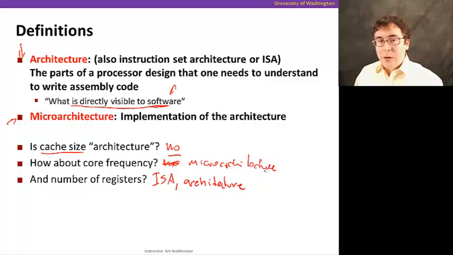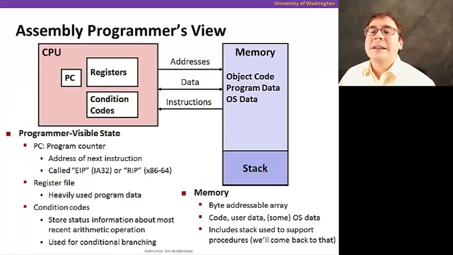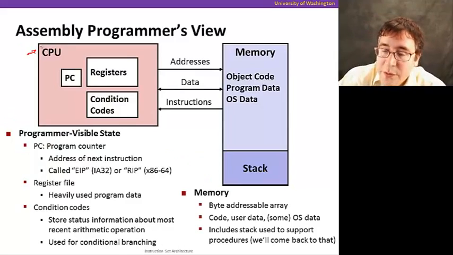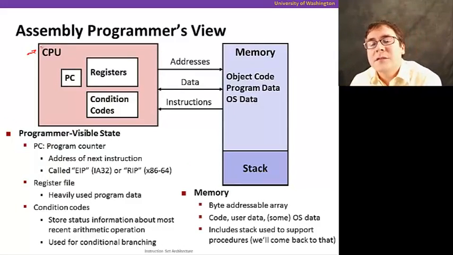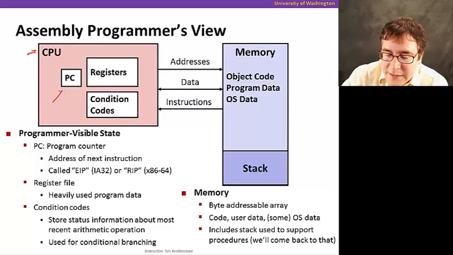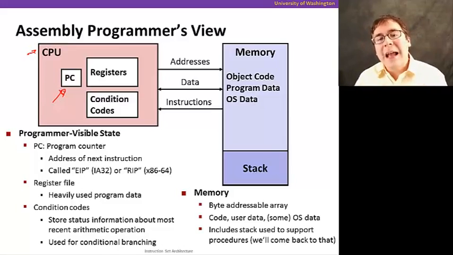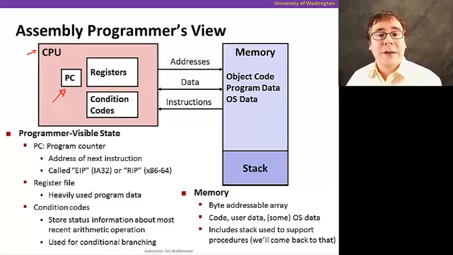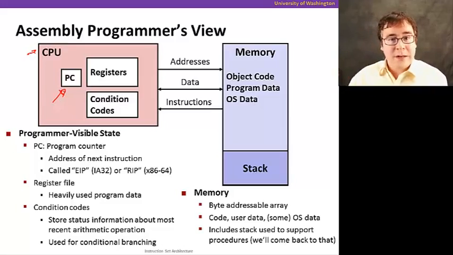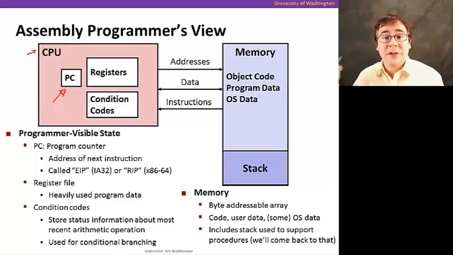Okay, so now, with that in mind, let's look at the assembly programmer's view of your system. Here we have the CPU, the central processing unit, and there are three important things that an assembly programmer needs to know. First, there's a special register called the program counter. The program counter holds an address. It holds the address of the instruction that's going to execute next.